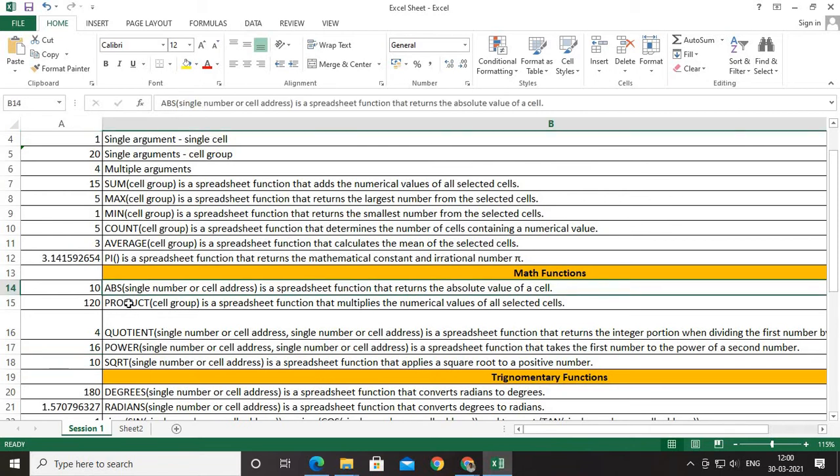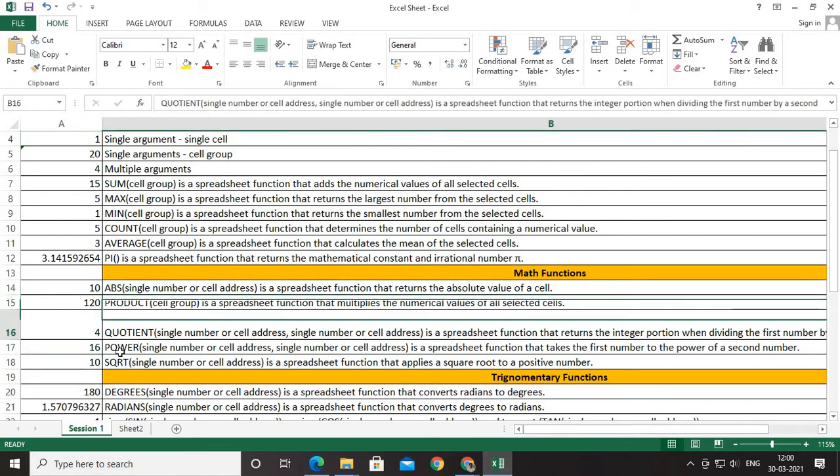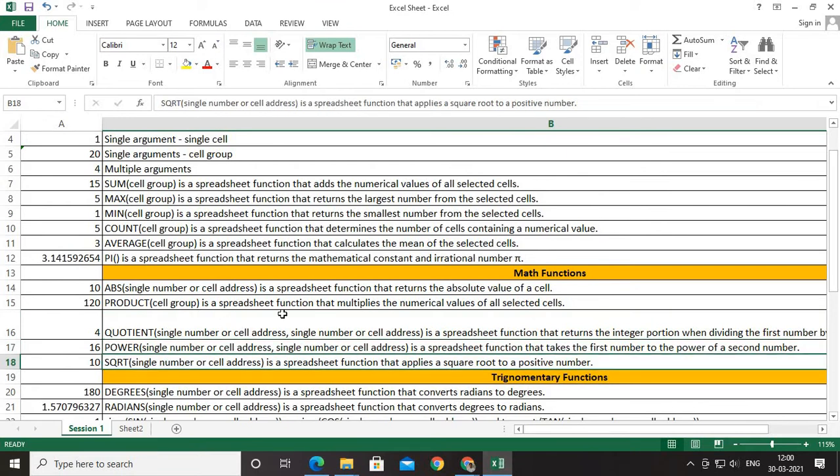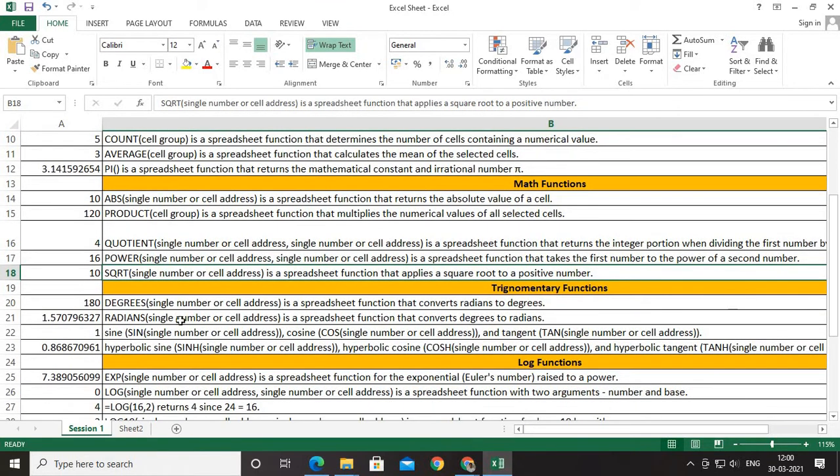So we learned ABS, product, quotient, power and square root. The next one is going to be trigonometrical functions. It's all very easy to understand, and you try it out. If you have any queries, I will be happy to help if you type them in the comment section. Now degrees, you know what it is, right? It's very easy to understand.